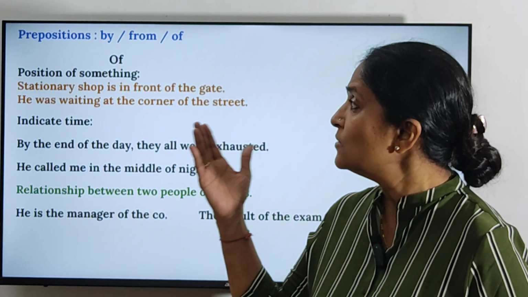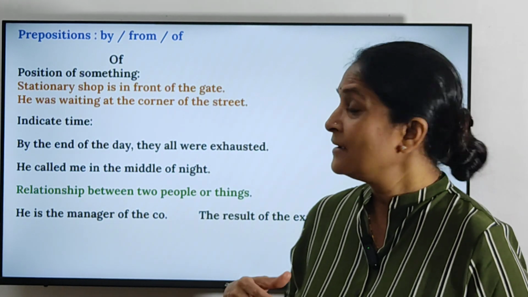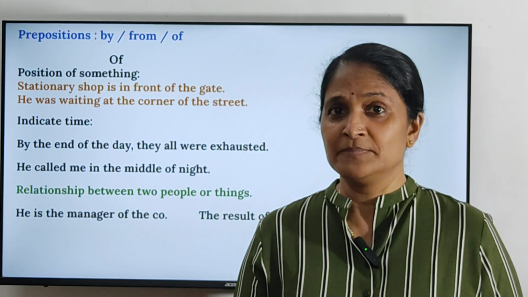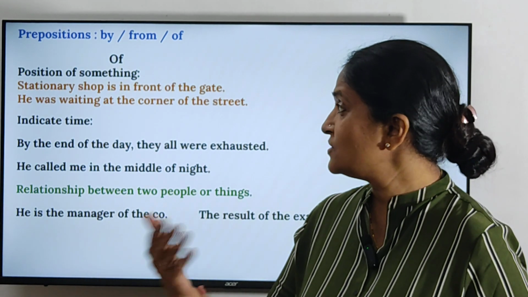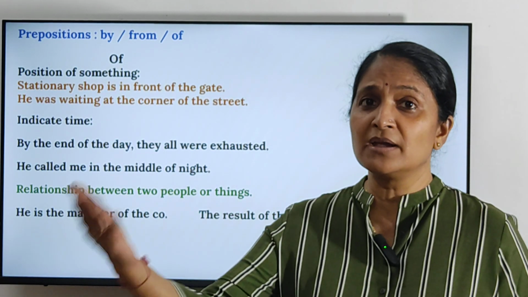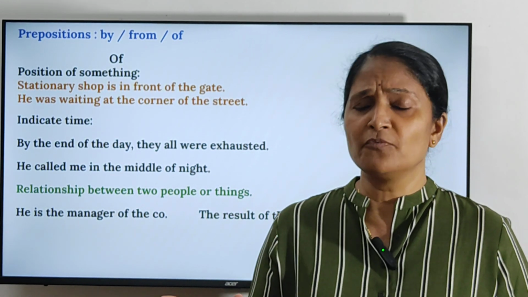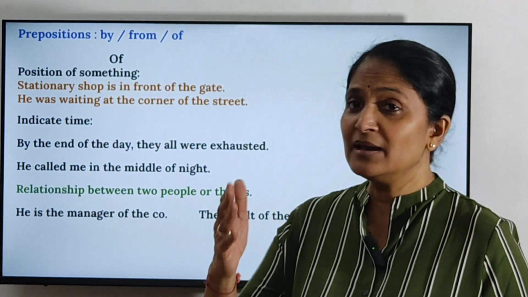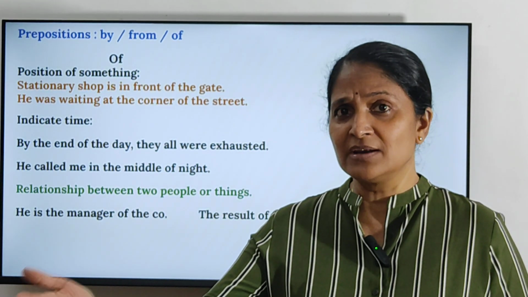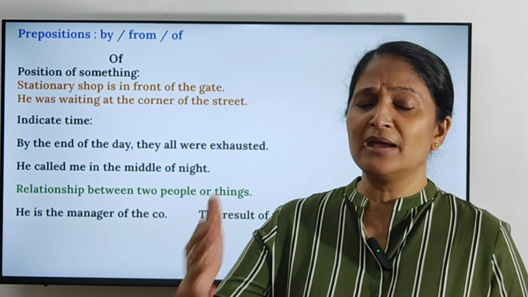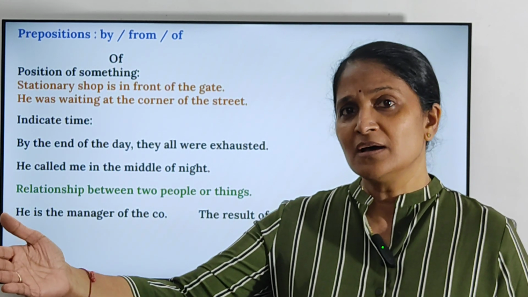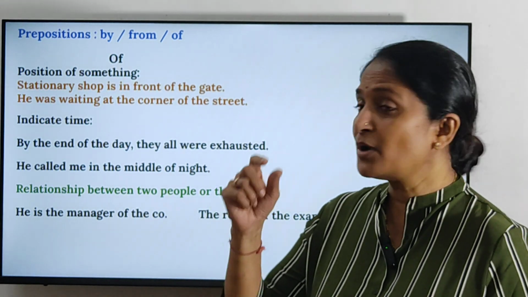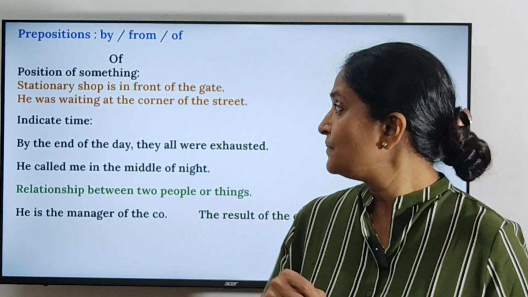Now next is position of something. Yes, it is about position. Again, the stationery shop is in front of the gate. Yes, stationery shop. Where is the shop? It is in front of the gate. He was waiting at the corner of the street, right? Where was he waiting? He was waiting at the corner of the street. So this is about position of something, right?